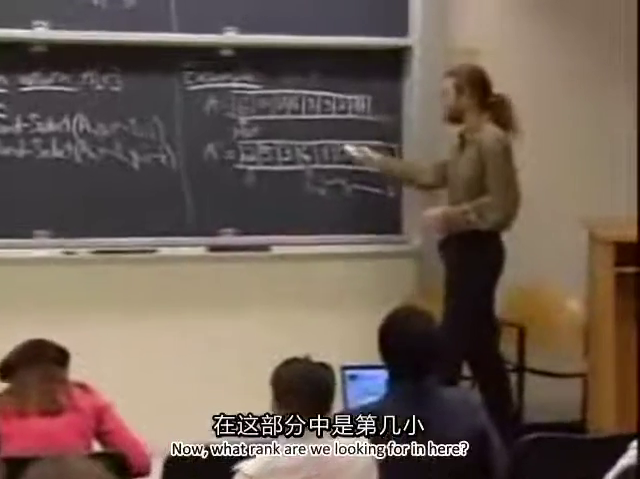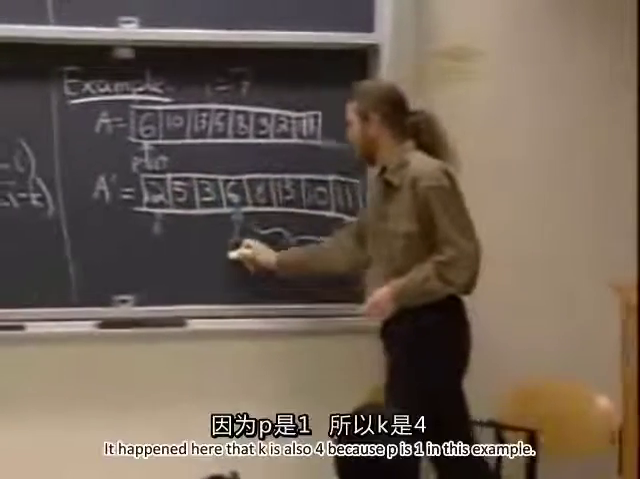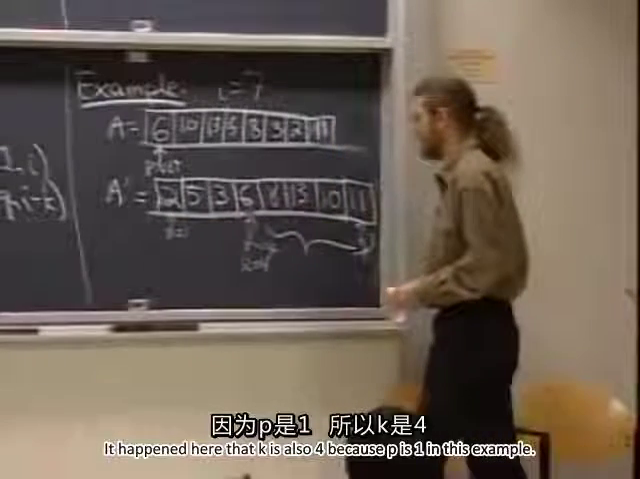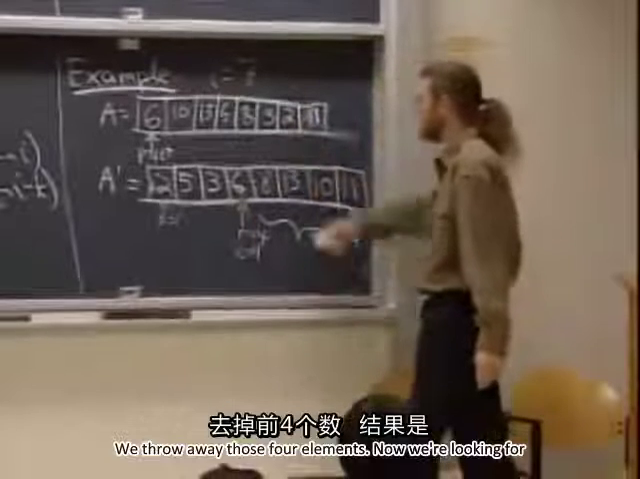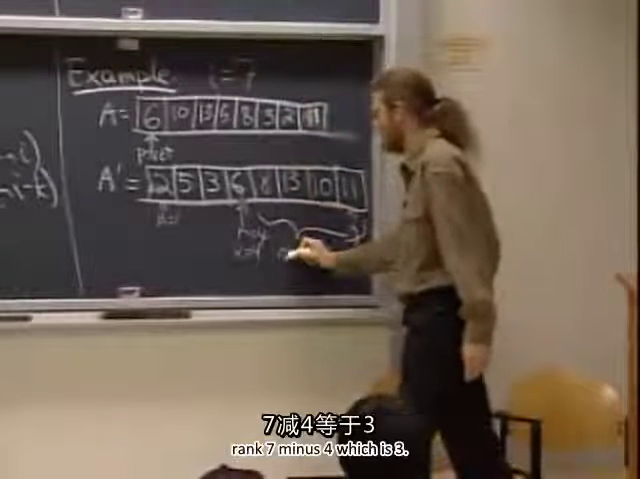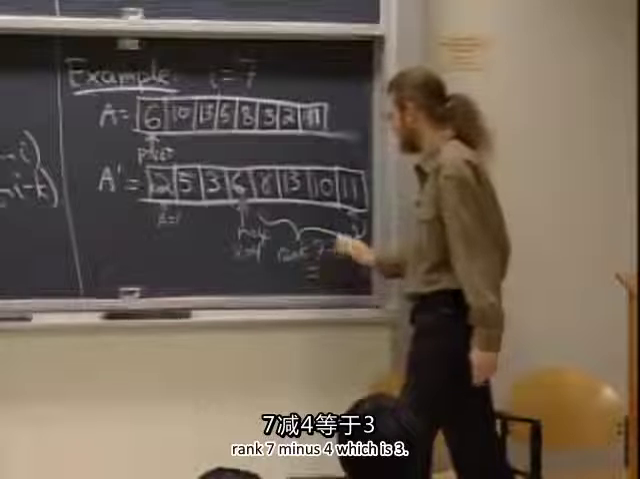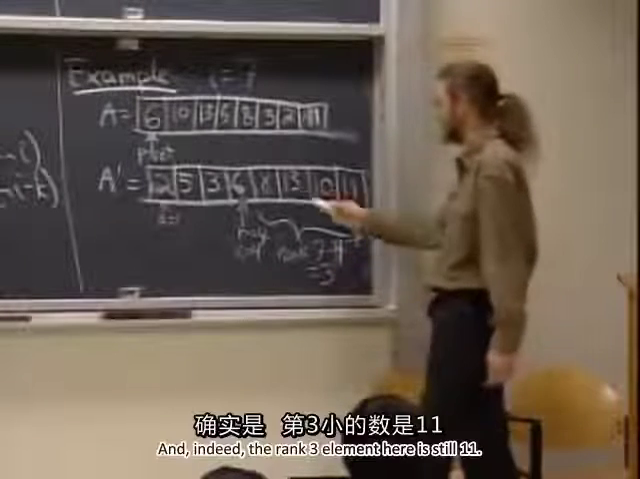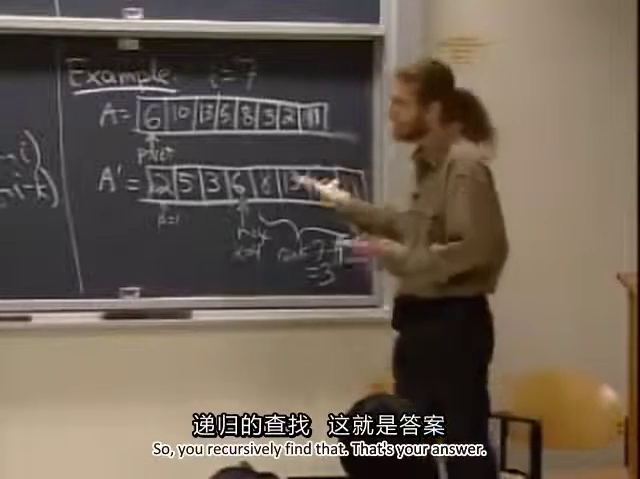Now, what rank are we looking for in here? Well, we've gotten rid of 4 elements over here. So it happened here that k is also 4, because p is 1 in this example. So the rank of 6 was 4. We throw away those 4 elements. Now we're looking for rank 7 minus 4, which is 3. And indeed, the rank 3 element here is still 11. So you recursively find that. That's your answer.